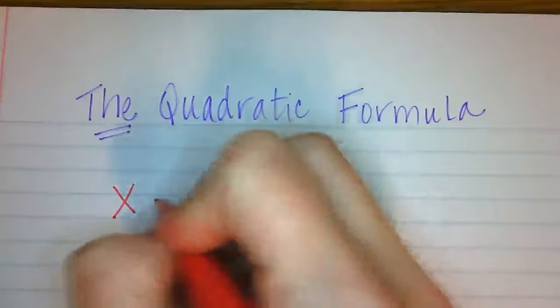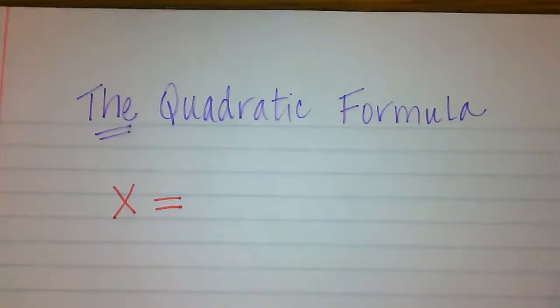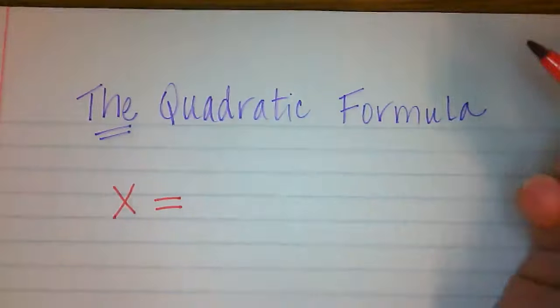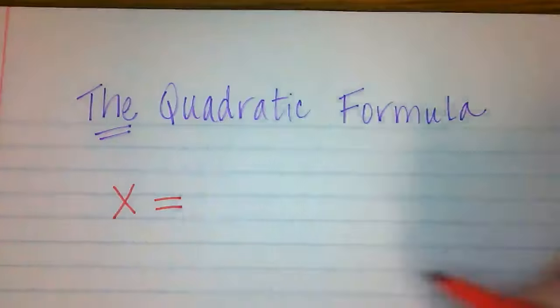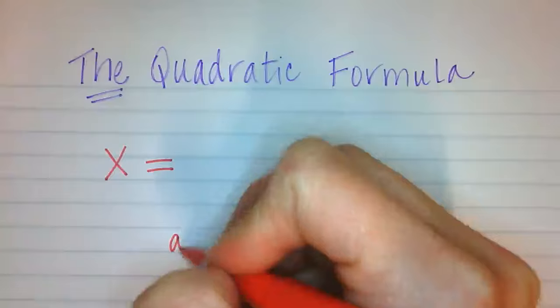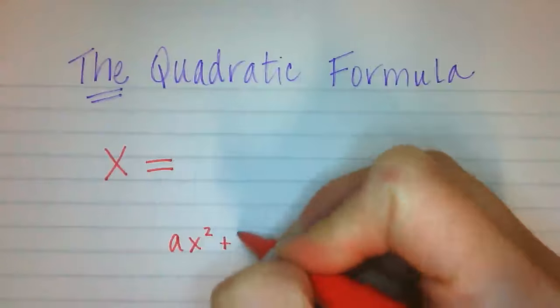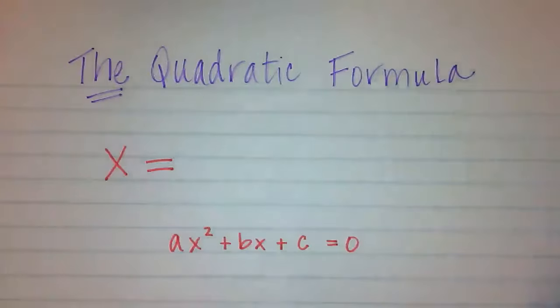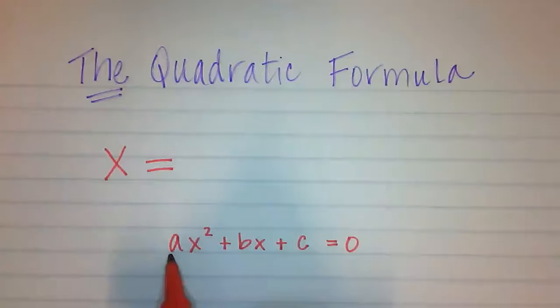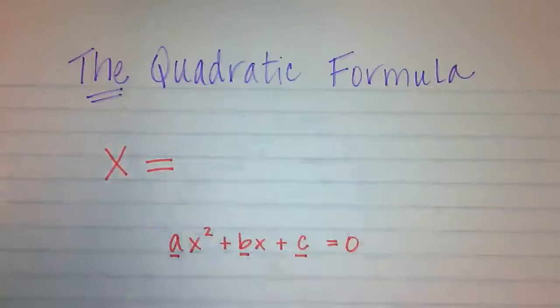So x equals... remember, we're trying to figure out what x is. Using the standard form of ax squared plus bx plus c equals 0, we are going to use the coefficients and the constant term, so the a, the b, the c. We're going to use those numbers and basically just fill them into the quadratic formula and then work it out using order of operations.